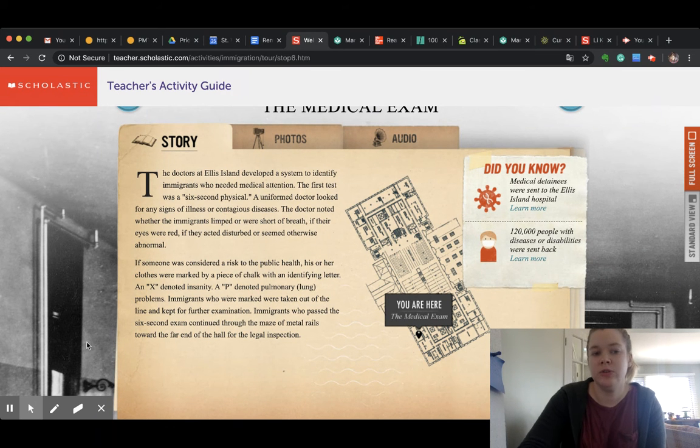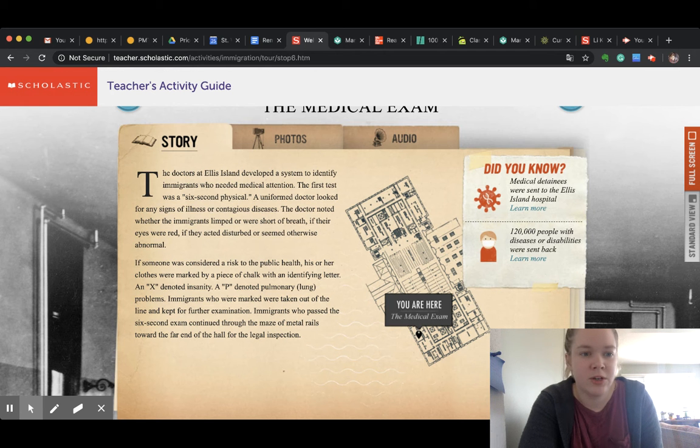So I'll read the first one to you. It says the doctors at Ellis Island developed a system to identify immigrants who needed medical attention. The first test was a 6-second physical. A uniformed doctor looked for any signs of illness or contagious diseases. The doctor noted whether the immigrants limped or were short of breath, if their eyes were red, if they acted disturbed or seemed otherwise abnormal. If someone was considered at risk to the public health, his or her clothes were marked by a piece of chalk with an identifying letter.